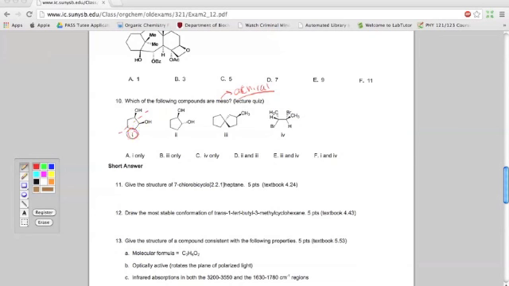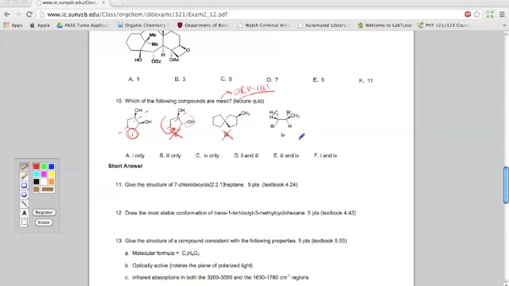Now, if you do the same thing with this one, and you try to fold it over, you have a wedge here and a dash here. So that is not symmetrical, and you could cancel that out. And no matter what you do with choice 3, you can't make that symmetrical, so that's out.